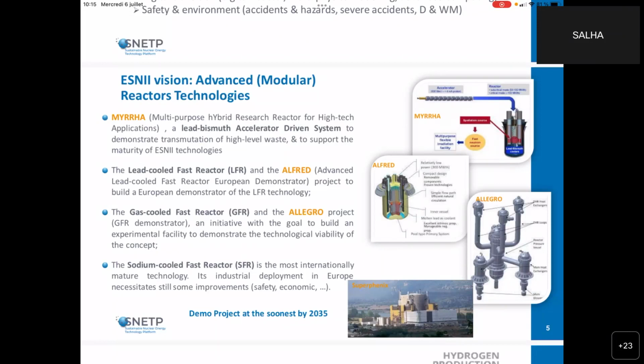So we have many debates in that respect. We took the date of 2035 for this presentation. 2035 is the date which is announced by our colleagues at SCK CEN for the MIRA project.